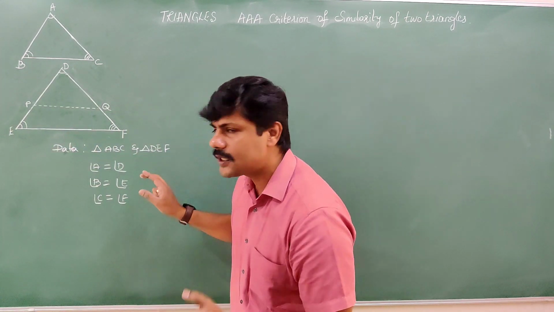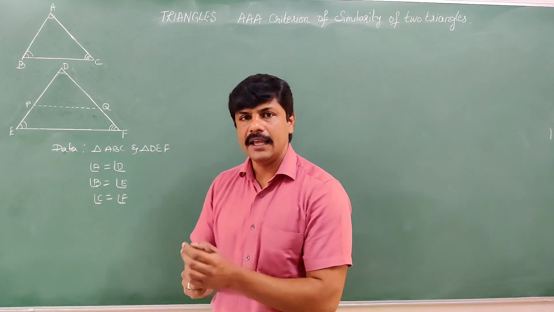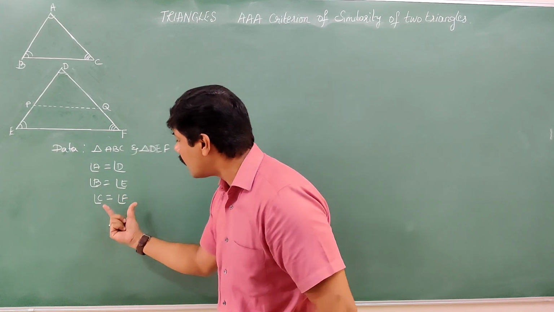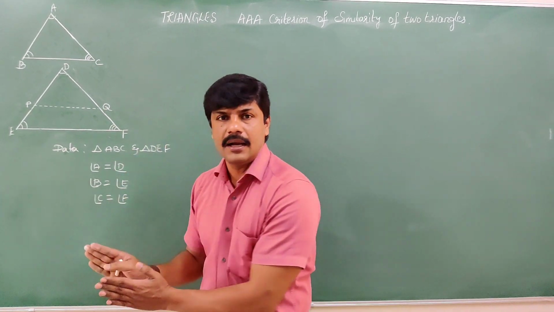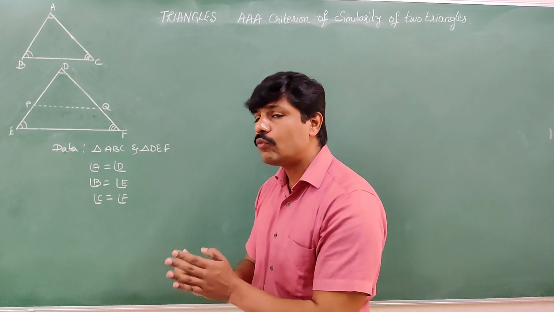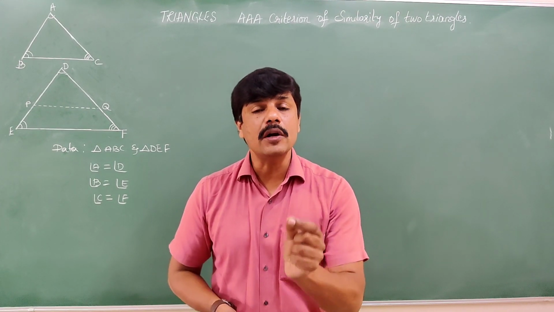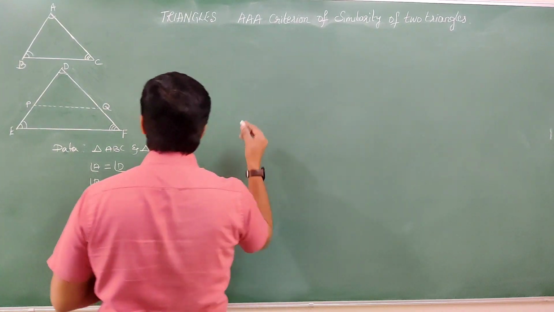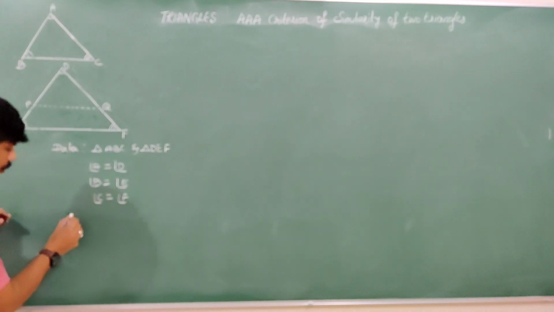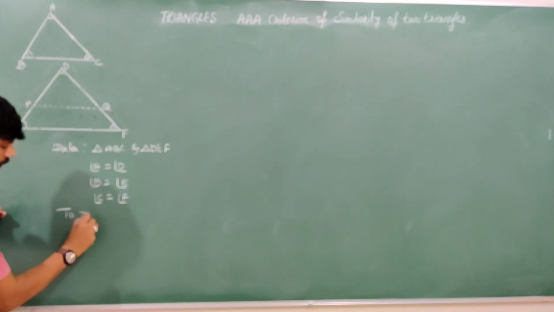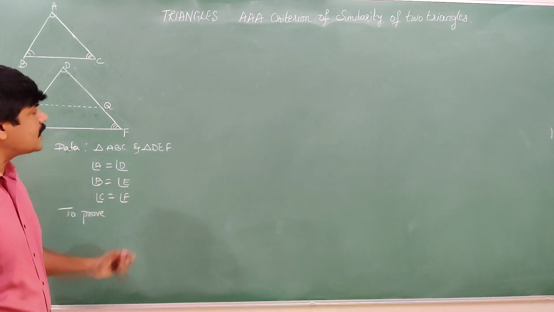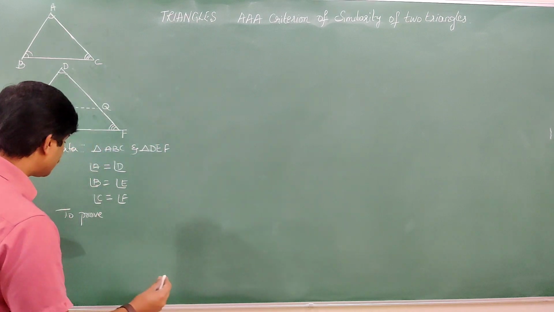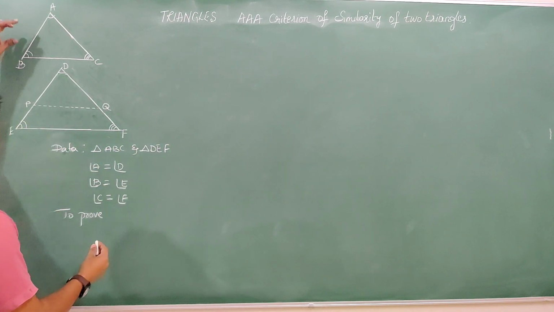This is the first part of the statement, which says if in two triangles ABC and DEF, corresponding angles are equal. This is the condition. Then what we need to prove is that corresponding sides are in the same ratio. You already know what corresponding angles and corresponding sides are. Corresponding sides are in the same ratio.